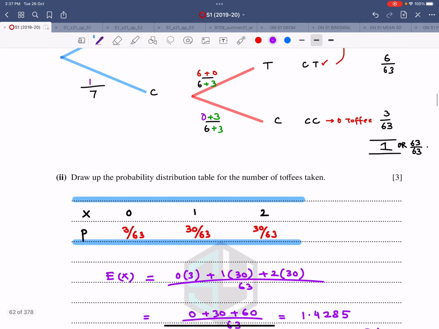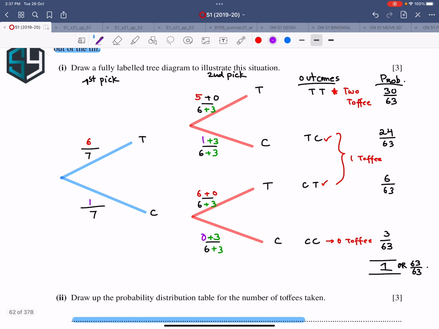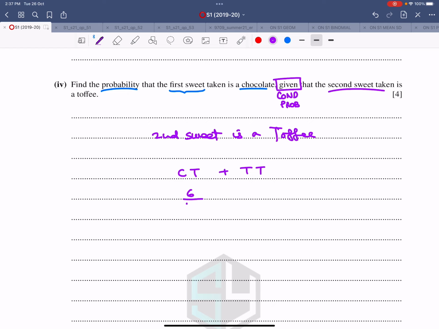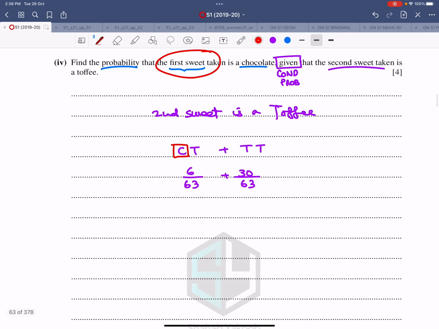So chocolate toffee is this one. That is 6 over 63. And toffee toffee is 30 over 63. So 6 over 63 plus 30 over 63. This is your denominator. This is the condition. And what exactly is it asking? First is a chocolate. That means this is the one that they're talking about.